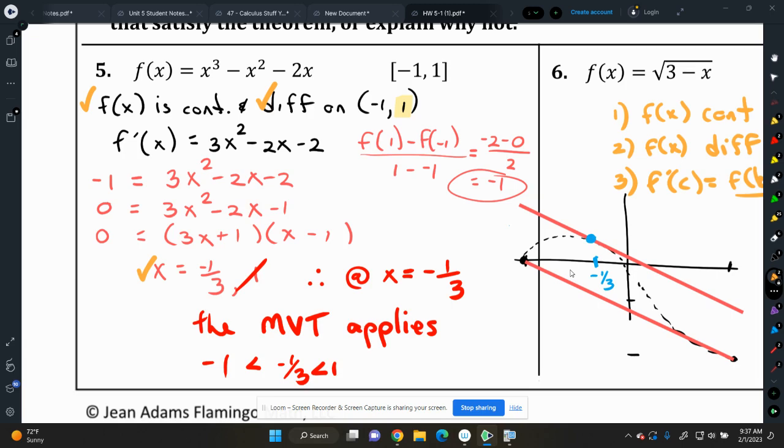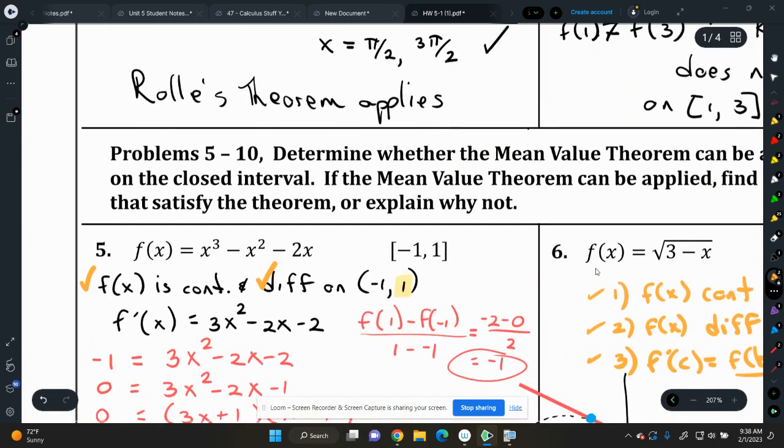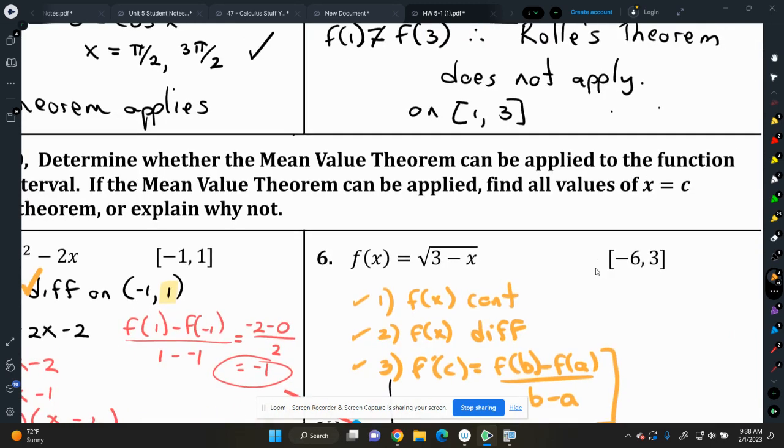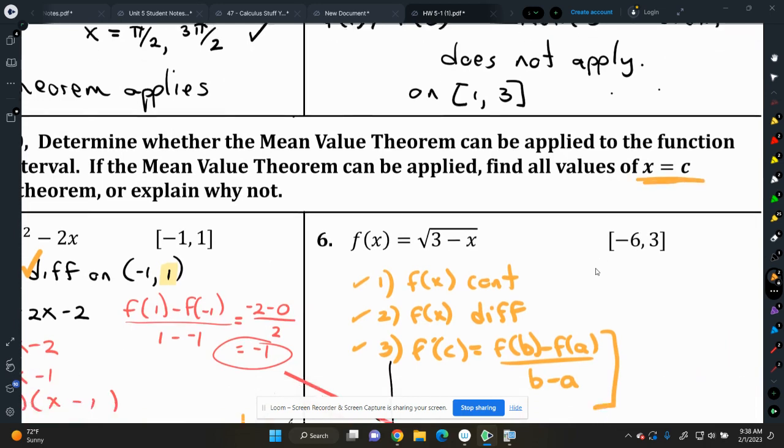So since we've shown all three of these conditions, either stated it or shown it, we can then say, therefore, at this point, the mean value theorem applies. This is because it asked for the c value where it applied. Because the problem specifically said, first off, does the mean value theorem apply on that closed interval? And if so, find the c value where it does apply. Okay.